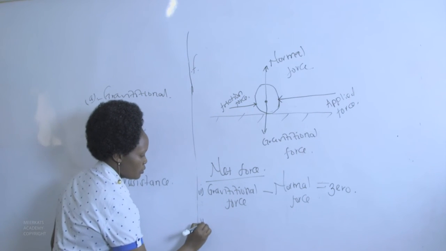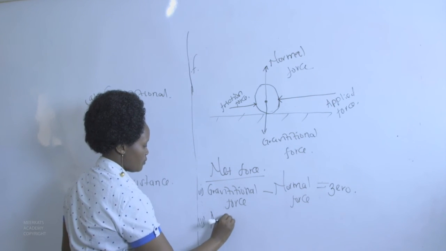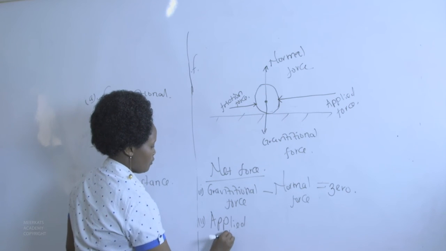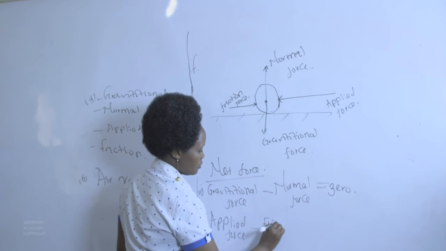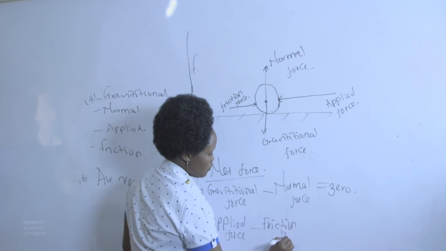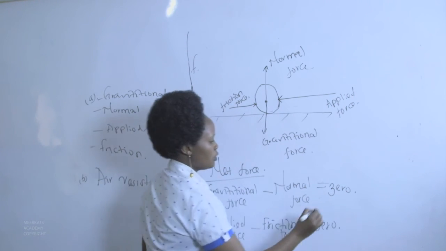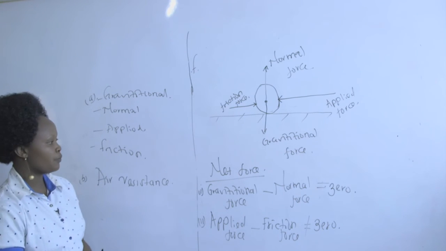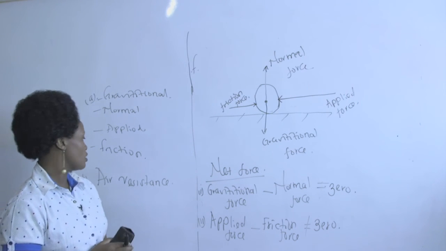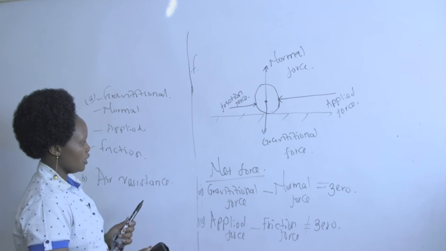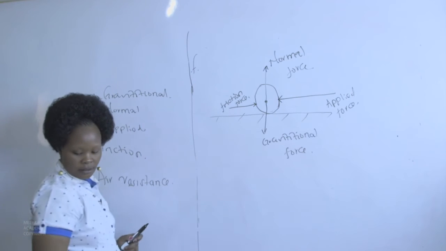Then number 2 should be the applied force, subtract the friction force, which should give you a net which is not equal to 0, like that. Now, let us look at our second case where we want to take into consideration the effect of air resistance.